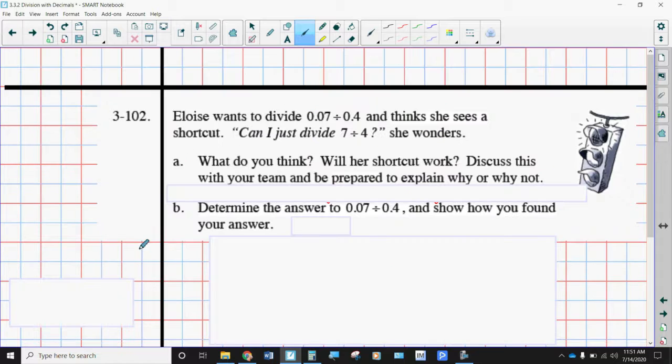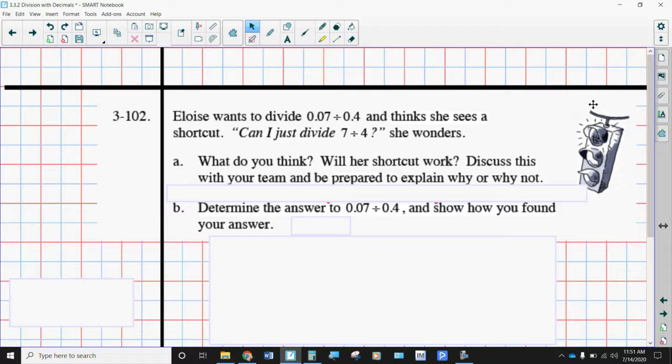Okay? So here's a stoplight problem. Here's the mistake that students often make. Eloise wants to divide 7 hundredths by 4 tenths, and she thinks she can just take 7 divided by 4 and everything's going to be wonderful. What do you think? Does this shortcut work? Go ahead and formulate your thoughts and write down a response as to whether or not you think this is okay or whether it's not okay.